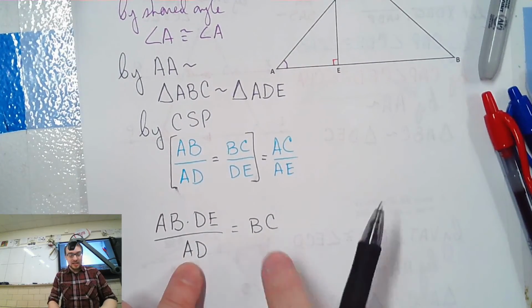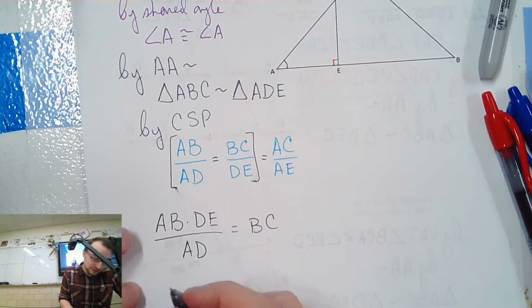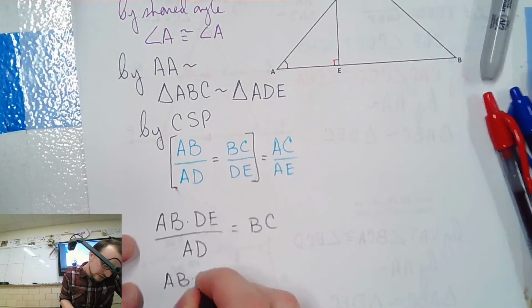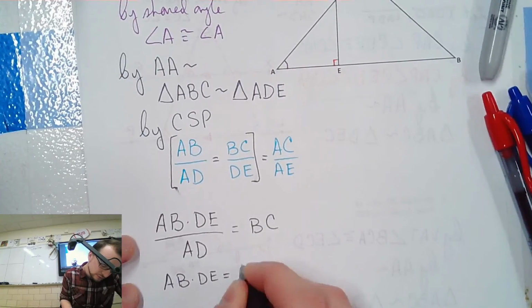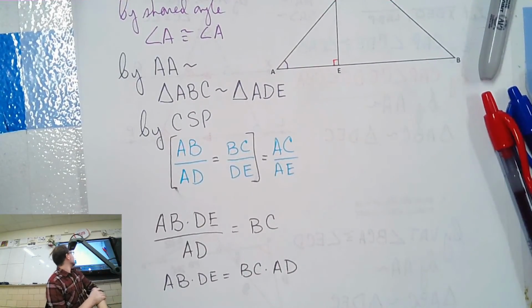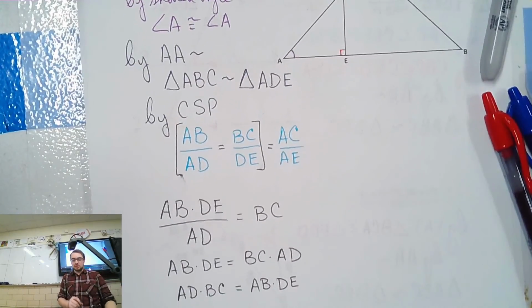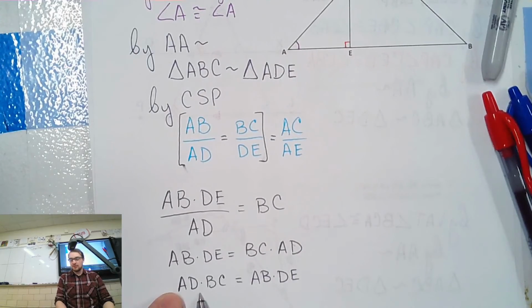And then how do I get AD and BC together? Same thing, right? Multiply both sides by AD. When I do that, I get AB times DE equals BC times AD. Now I can rearrange that to make it look just like the top, right? And then I win. So I'll write AD times BC equals AB times DE. Right, it's all multiplication, right? I'm just rearranging it. I'm making this side on the left, this side on the right.